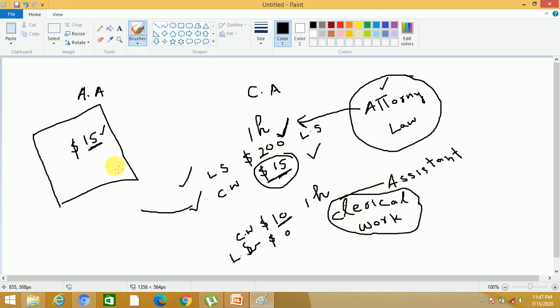He is earning 15, but he is losing $200. But if he hires an assistant, what will he do? He will lose $15, but he will generate $200. So what will be his opportunity cost? 200 minus 15, so he is generating $175.